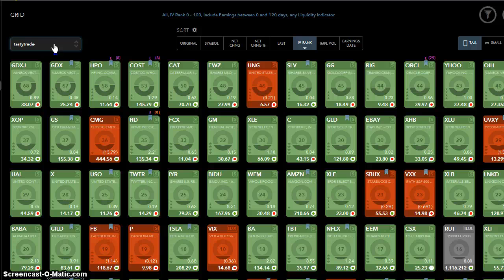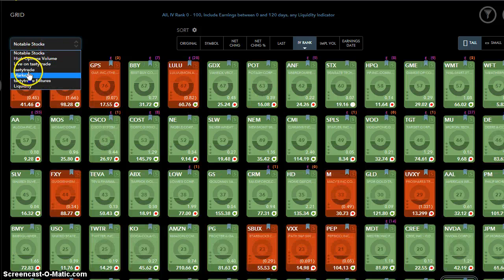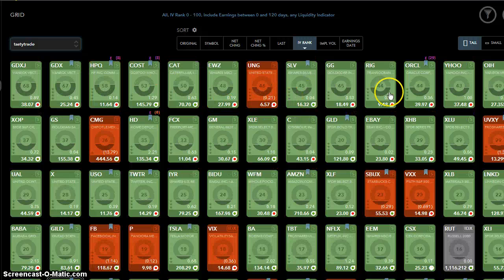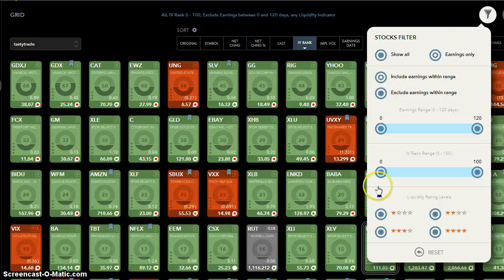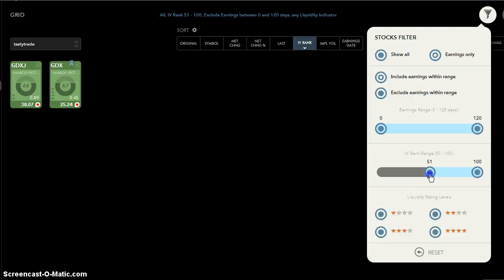You can start off with here or the notable stocks, either one. But if you go to the Tasty Trade watch list, here's what you want to filter. Click on this filter up here. Exclude earnings. IV rank of 50 or higher with no earnings, so you don't want to trade earnings. Trading earnings, you have to know how to adjust, and you want to do weeklies on that because you're taking advantage of something expiring that day.